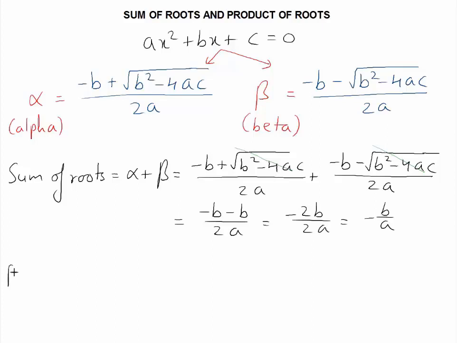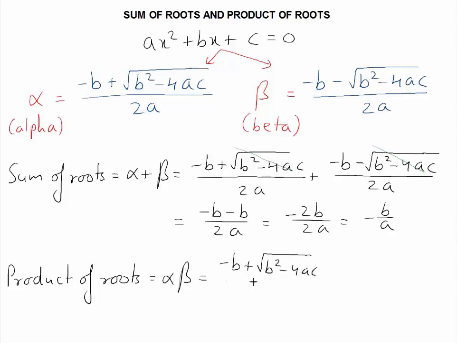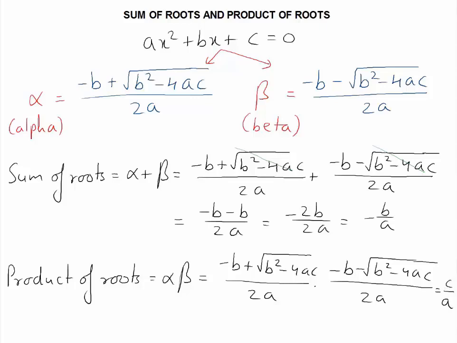Now similarly, if you find the product of roots, we will get alpha multiplied by beta as minus b plus root b square minus 4ac divided by 2a multiplied by minus b minus root b square minus 4ac divided by 2a. So when you simplify this, you will end up getting c by a. So we need to memorize these end results, that sum of roots is minus b by a and product of roots is c by a.